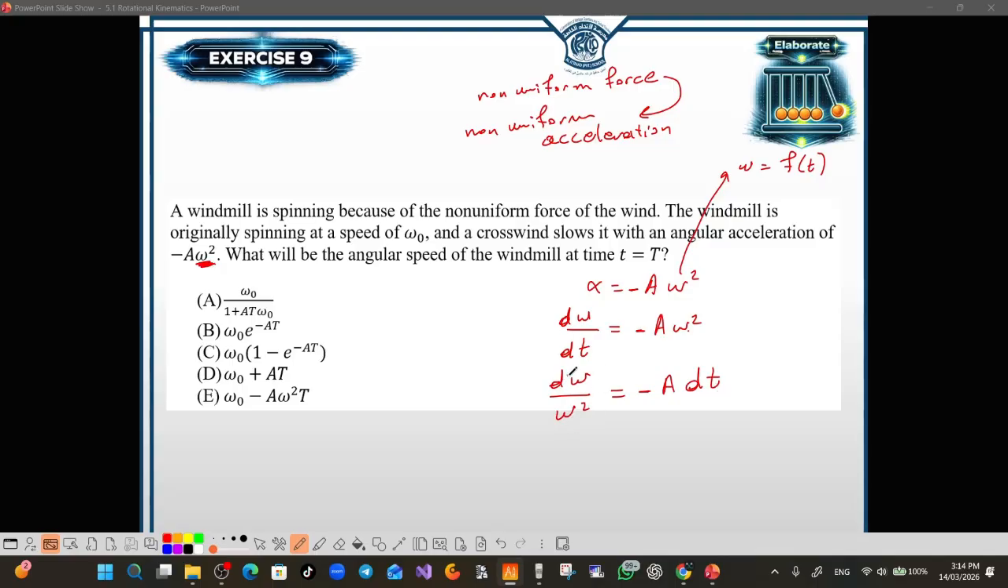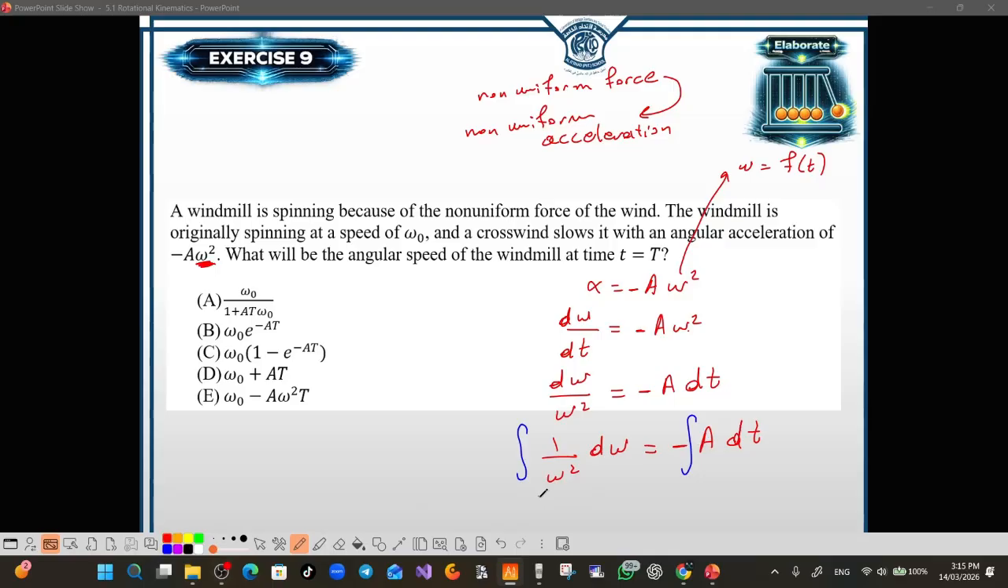Now, let me rearrange this equation. So I will write it like this. We're going to drop the d omega next to the omega squared. So it's going to be here. It's equal to minus a dt. Now we apply the integration. So we integrate this part and we integrate that part. The minus, you can place it outside or inside, it doesn't matter.